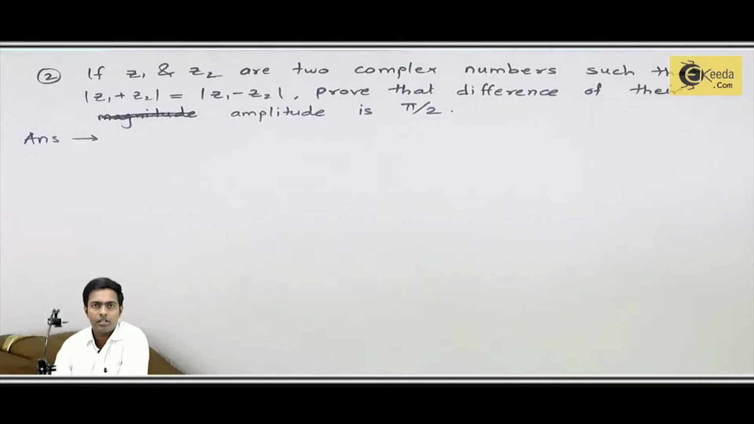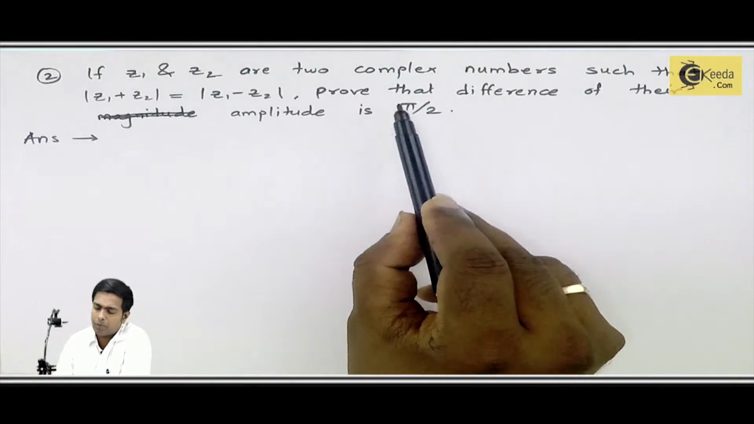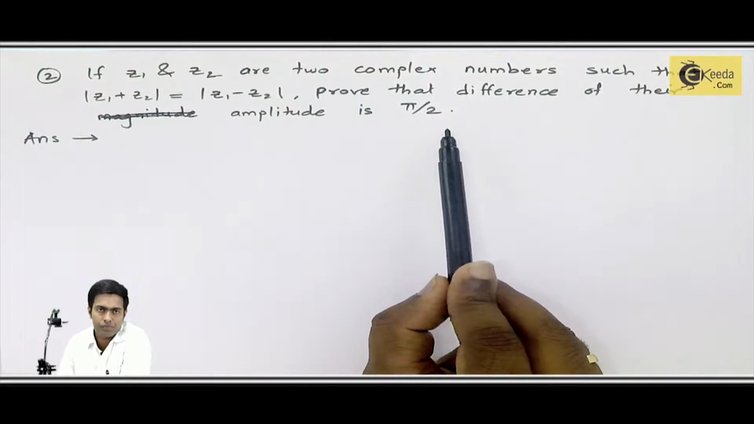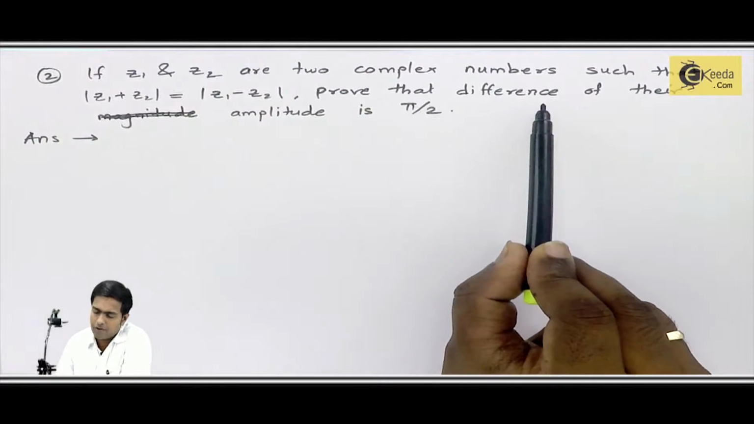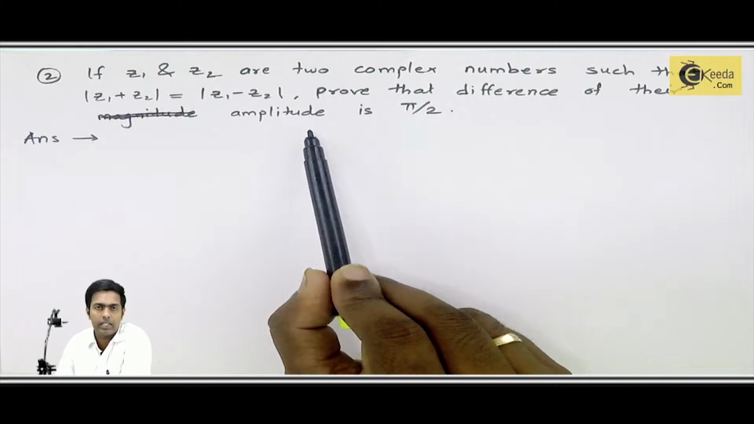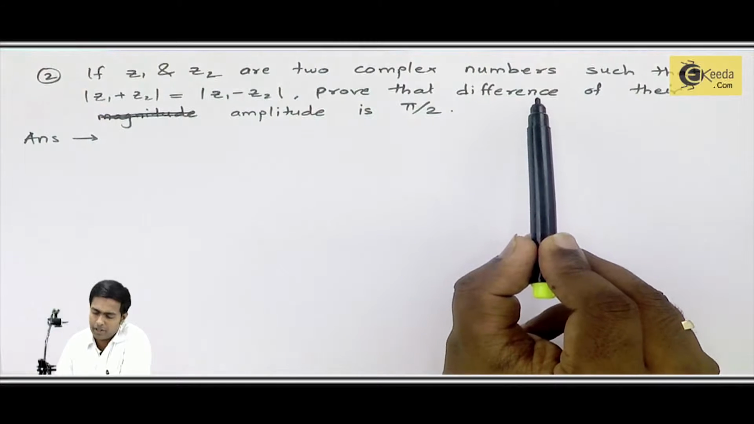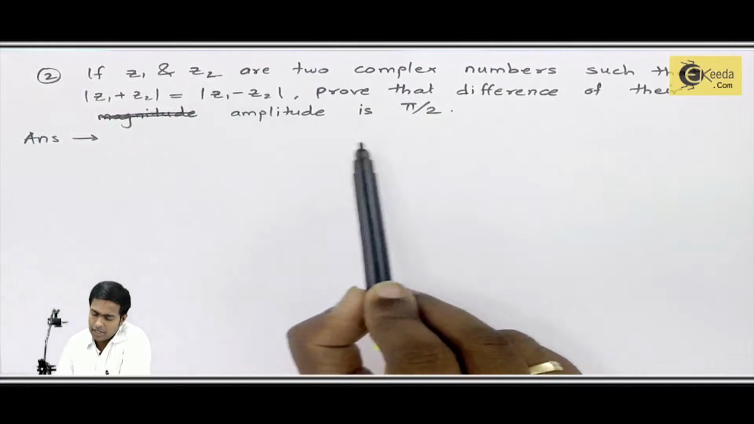Now, second problem is, if z1 and z2 are two complex numbers such that mod of z1 plus z2 is equal to mod of z1 minus z2, then prove that difference of their amplitude is pi by 2. So here we have been asked to prove that the difference of the amplitude. Now amplitude is nothing but argument, which is nothing but theta.